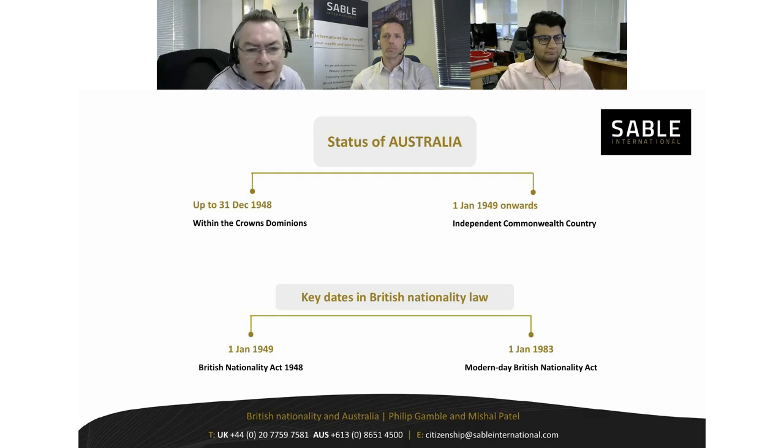Other key dates in nationality law for the UK are indeed the 1st of January 1949, which is when a key piece of UK legislation comes into place controlling colonial nationality from the past, the former empire days. And in the modern day, the 1st of January 1983, which is when our British Nationality Act 1981 comes into force. Okay, so that's in a nutshell basically what we do and how we establish these claims.